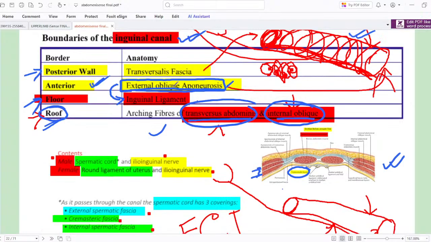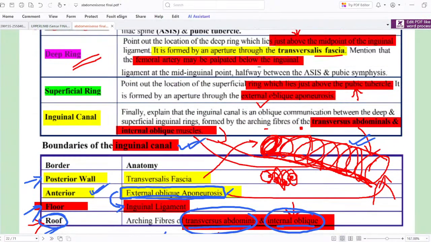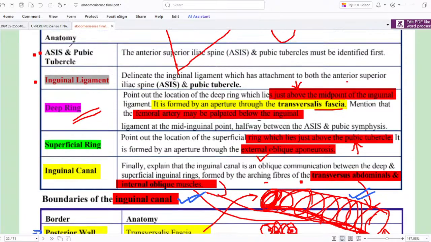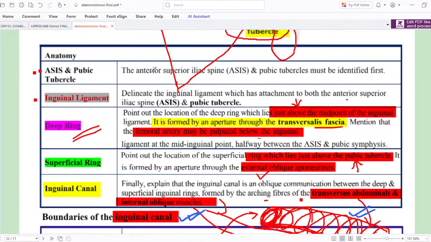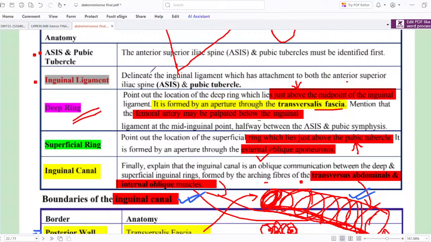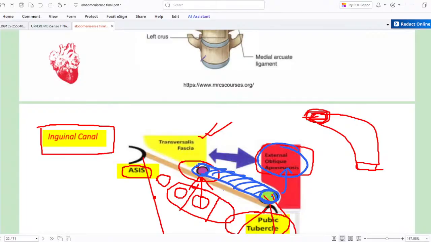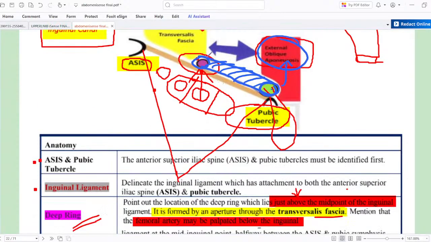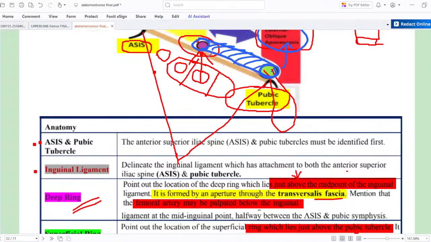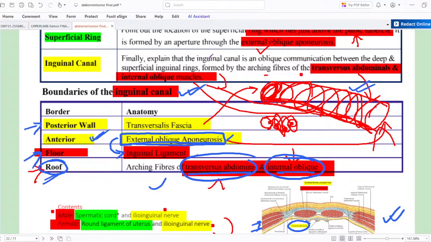Is it easy, difficult, I don't know. Now you can read this part, then you will understand easily. Inguinal ligament, deep ring, superficial ring, inguinal canal. Through this canal, the inguinal canal, if any hernia occurs, which type of hernia will it be? Inguinal hernia. Very good. This will be the inguinal hernia.